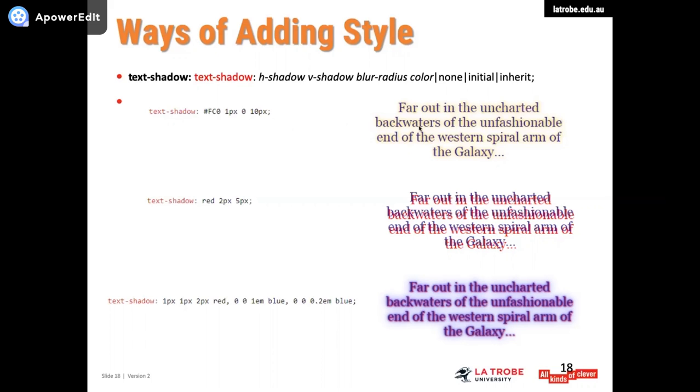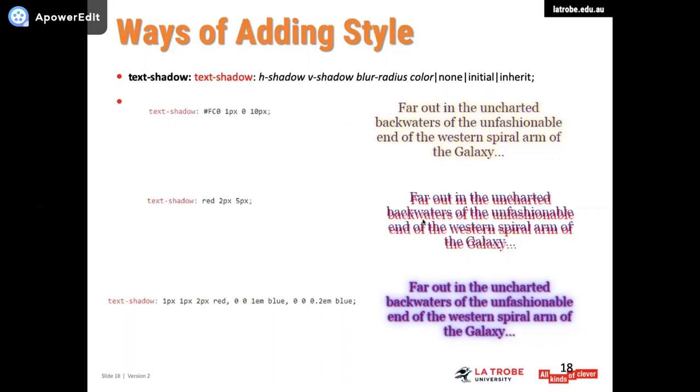And here's another example. We want to make our shadow red. The first value is the horizontal shift of the shadow, and 5 is the vertical shift of your shadow. In this case, we don't define the blur radius, so you can see the shadow is very clear.